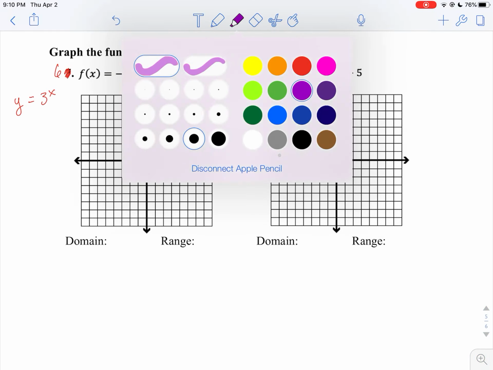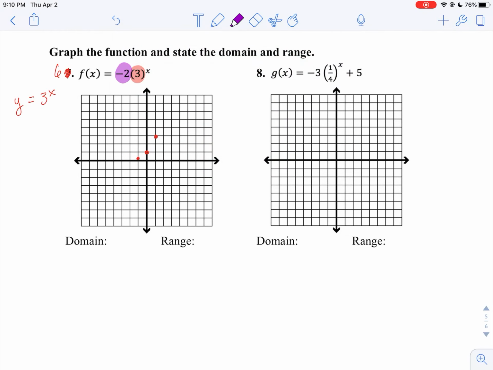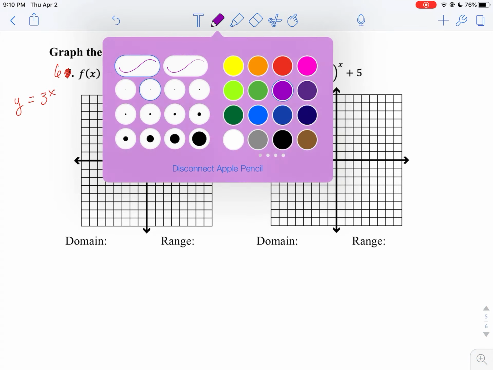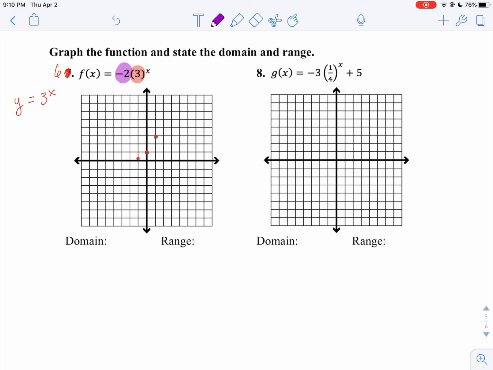So the transformation says that we are going to multiply those y values by a -2. We've got 2 different things going on there. We've got a vertical reflection and we've got a vertical stretch by a factor of 2. So our x values are going to stay the same. We're still going to use -1. But instead of having a y value of 1/3, we're going to multiply that by -2. So our y value is going to be -2/3.